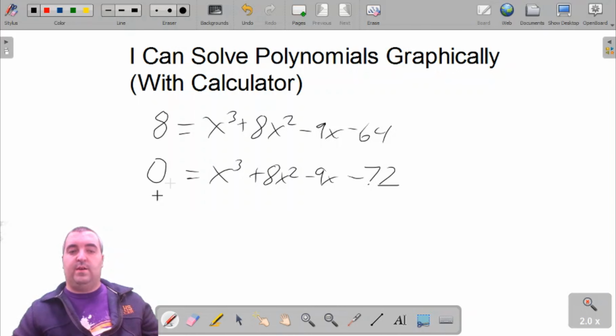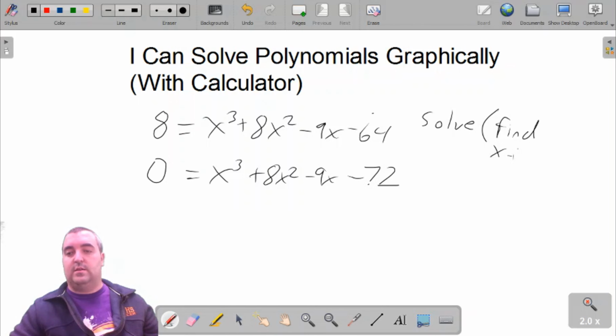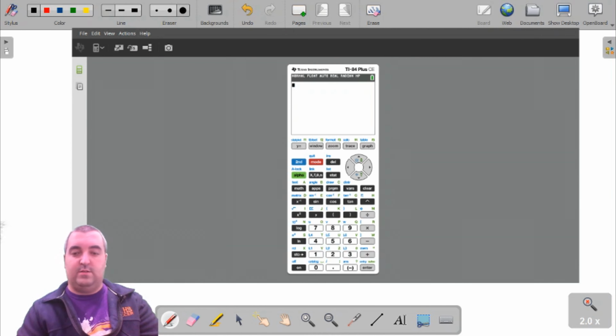So at this point, once we have it equal to 0, and we're trying to solve, you're trying to solve this polynomial, which means you're trying to find the x-intercepts if you want to talk about it graphically. Okay, so solve means find x-intercepts. Okay, so now we can go to our calculator. So let me just pull that up, and pow, right there.